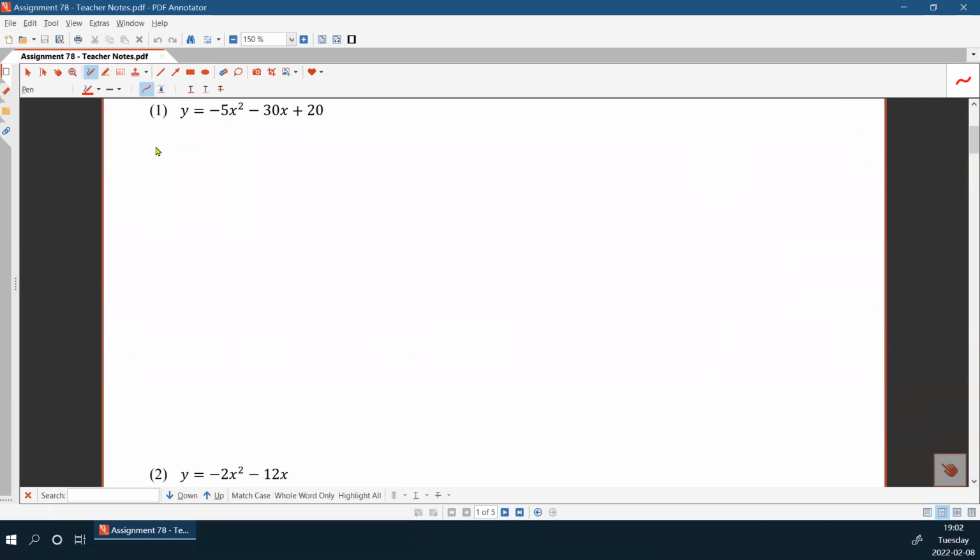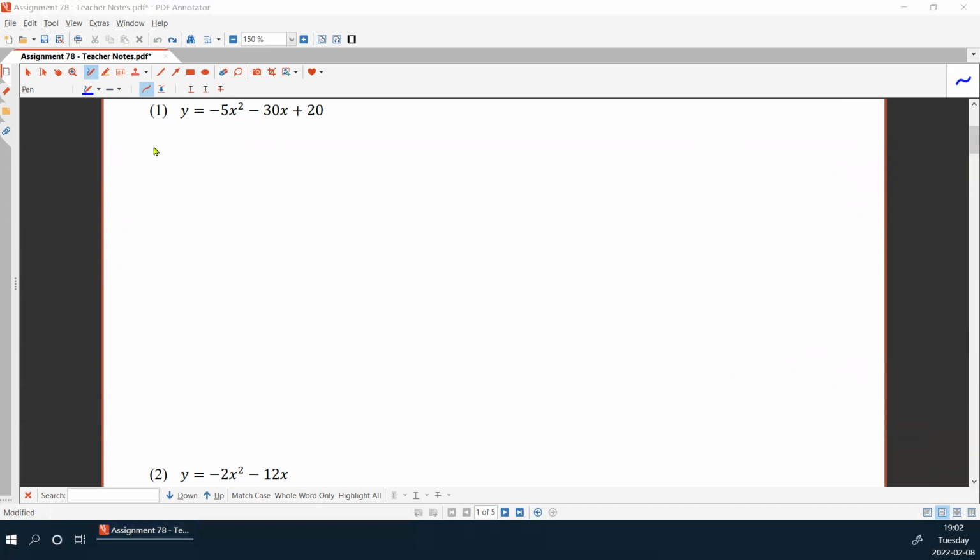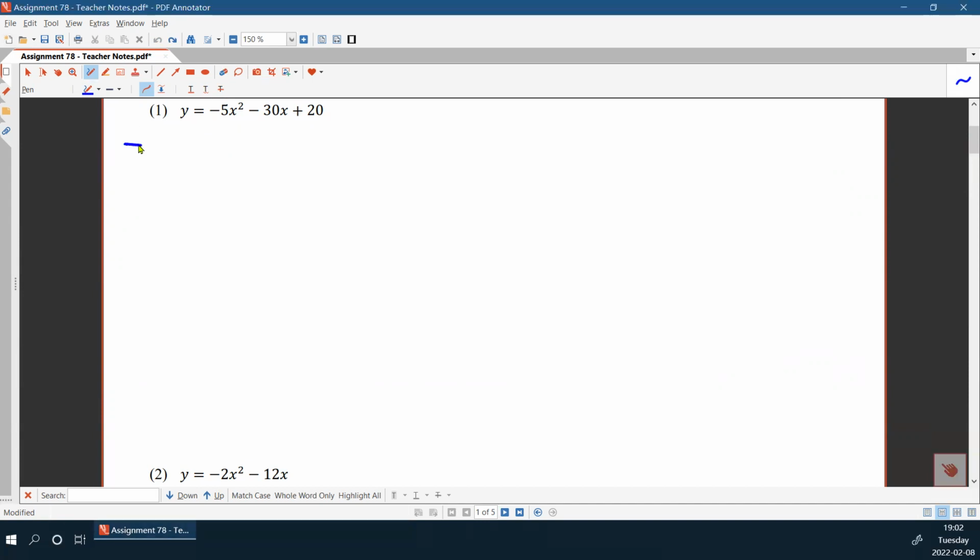Okay, first question. First of all, let's convert it to vertex form. So note here the leading coefficient is not 1. In this case, usually we'll put it in front of the brackets, and then the original function is equivalent to this one. y equals -5 times (x squared plus 6x), right? Then plus 4. Sorry, -4.